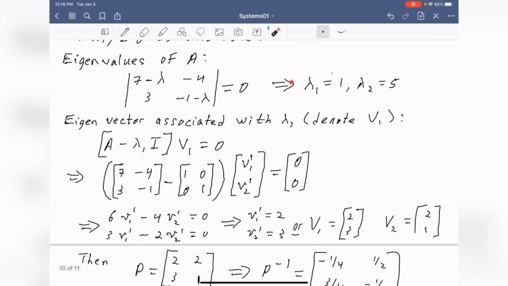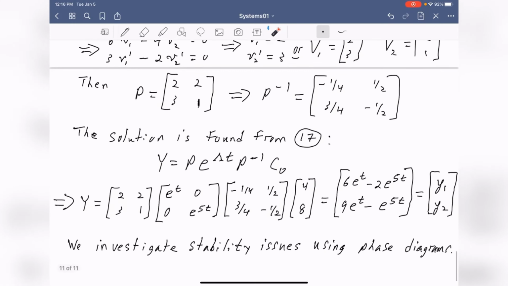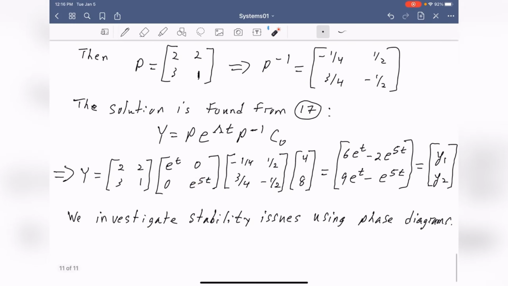These are the eigenvalues here. We post-multiply by the inverse of the P matrix, which is this one, and then by the initial conditions 4 and 8. That gives us these two equations, and that is basically our solution for y1 and y2. And as I noted, we're going to investigate stability issues using phase diagrams.